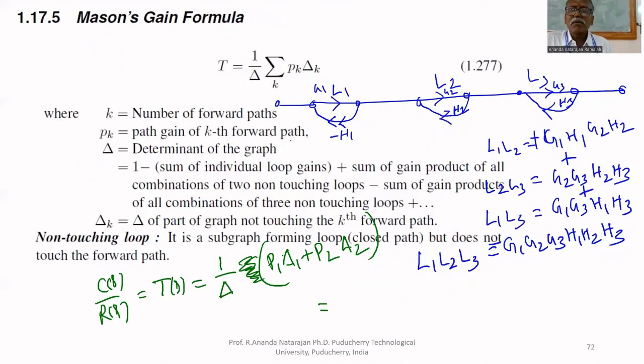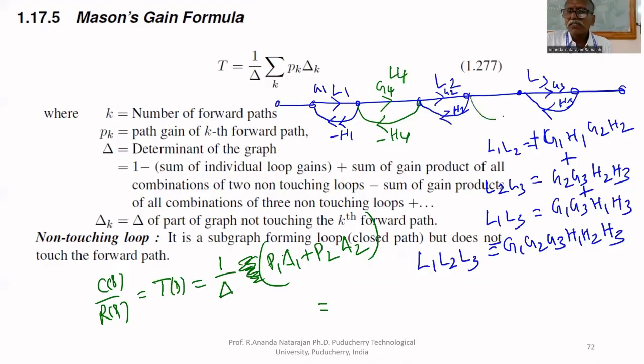Here, for example, one more loop is there. That is G4, H4. These two are touching each other, but there are no common elements. But L1 and L3 are not touching. L1, L4 are touching.